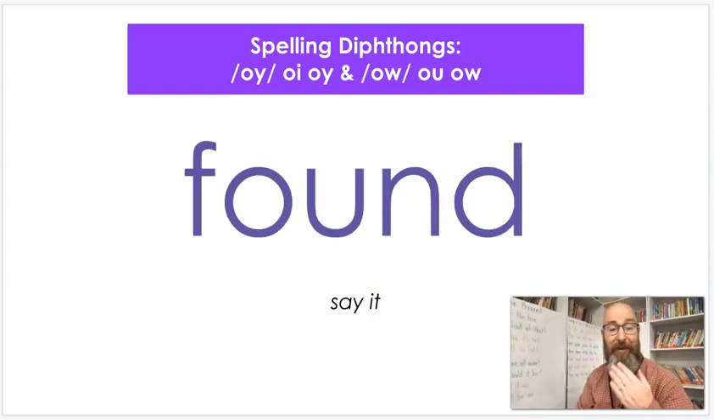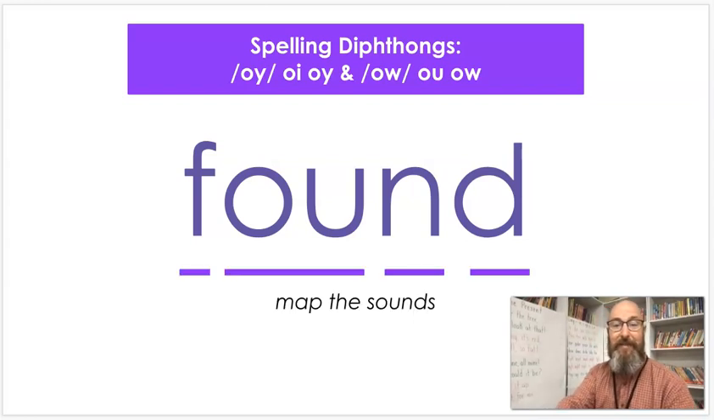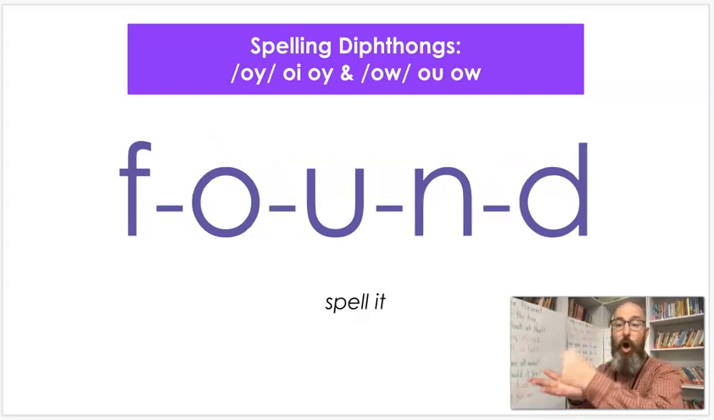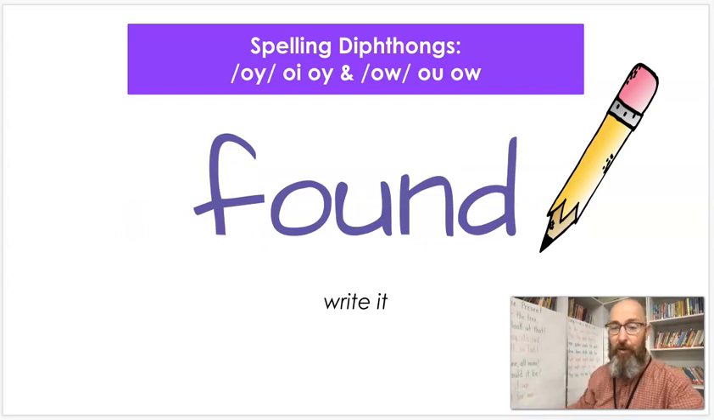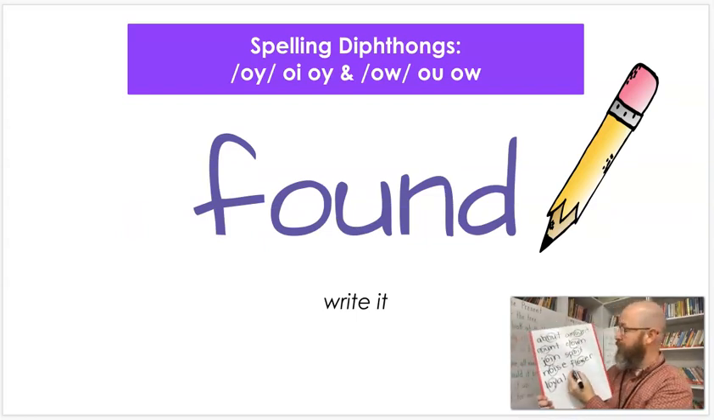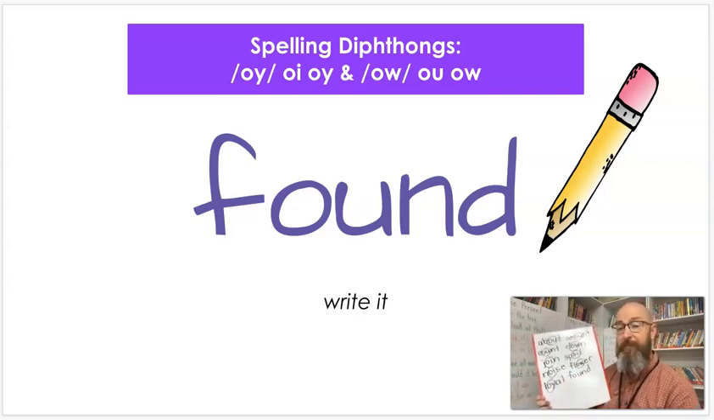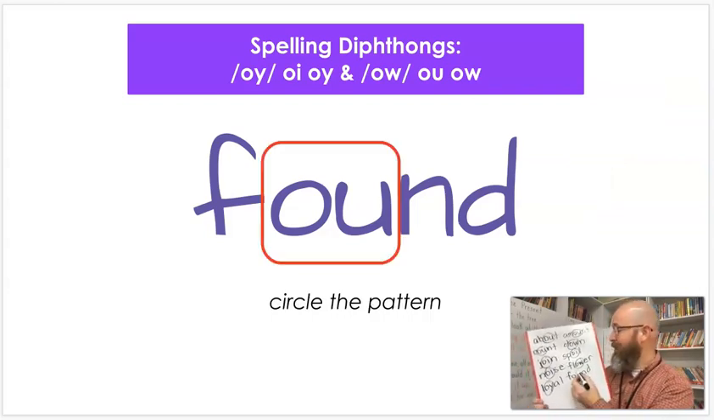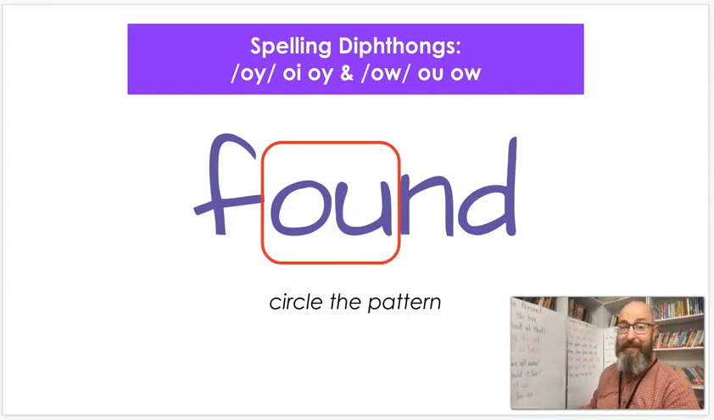Next, our word is found. Say found. Map the sounds. F-OU-N-D. Found. Spell it. F-O-U-N-D. Found. Write it. F-O-U-N-D. And if I say the word found slowly, found, I hear an ow in there. What says the ow in that word? OU, that's correct. That's probably getting pretty easy to find those now.